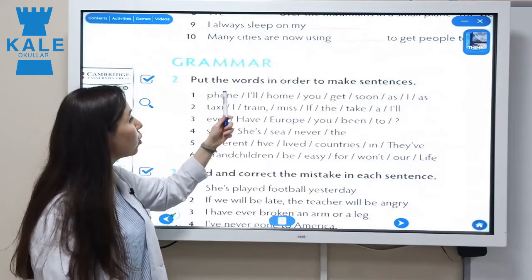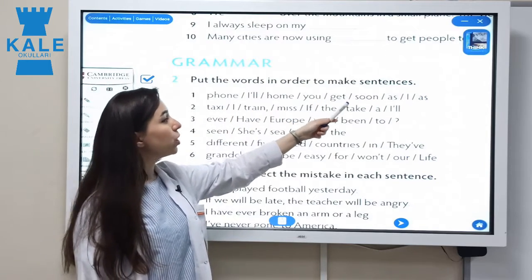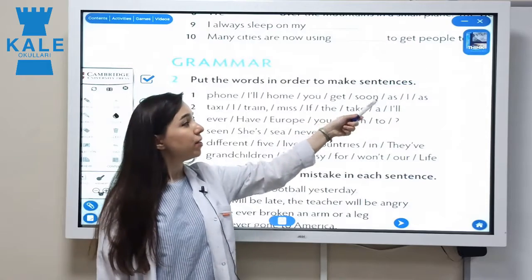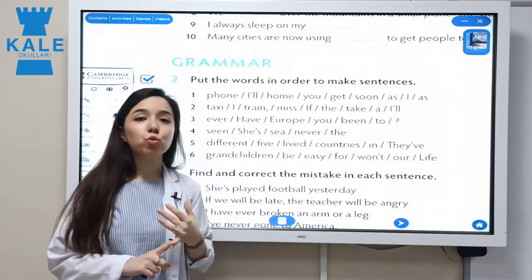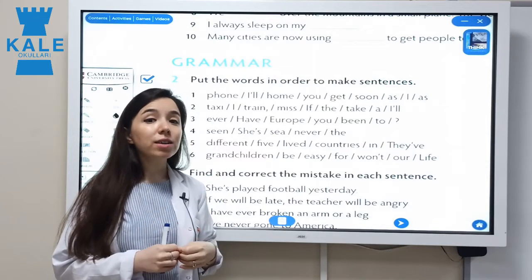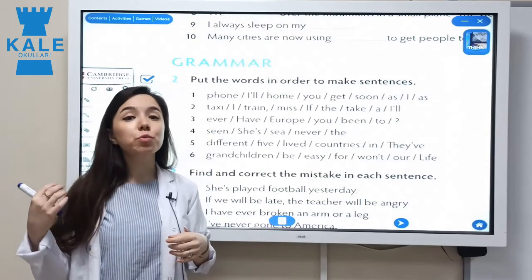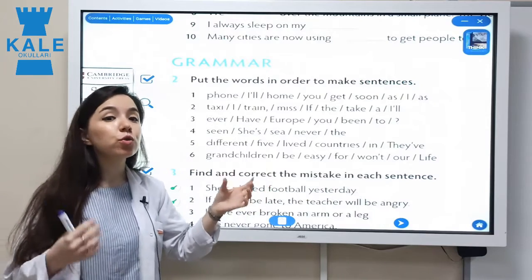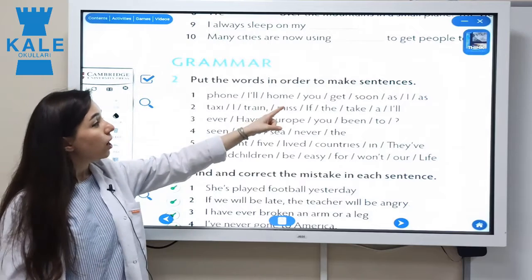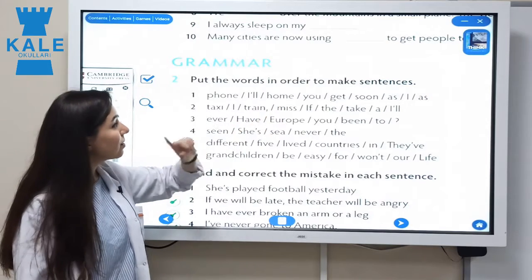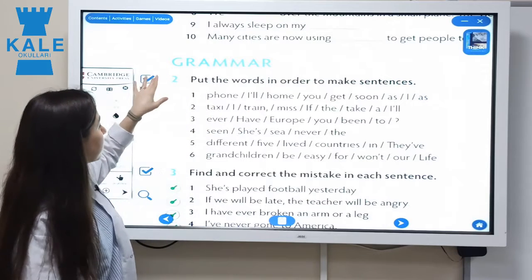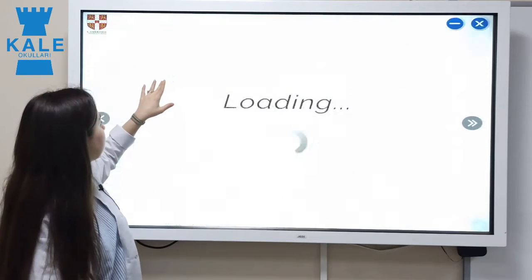Look here. We have phone, I will, home, you, get, soon as, I, as. Do you remember? We have some grammar like as soon as, if, when, at the same time. Yes, we talked about them, that one part we use present simple, another part we use future. Now look here, we are going to make the sentence with this. So what do you think? As soon as I get home, I will phone you.